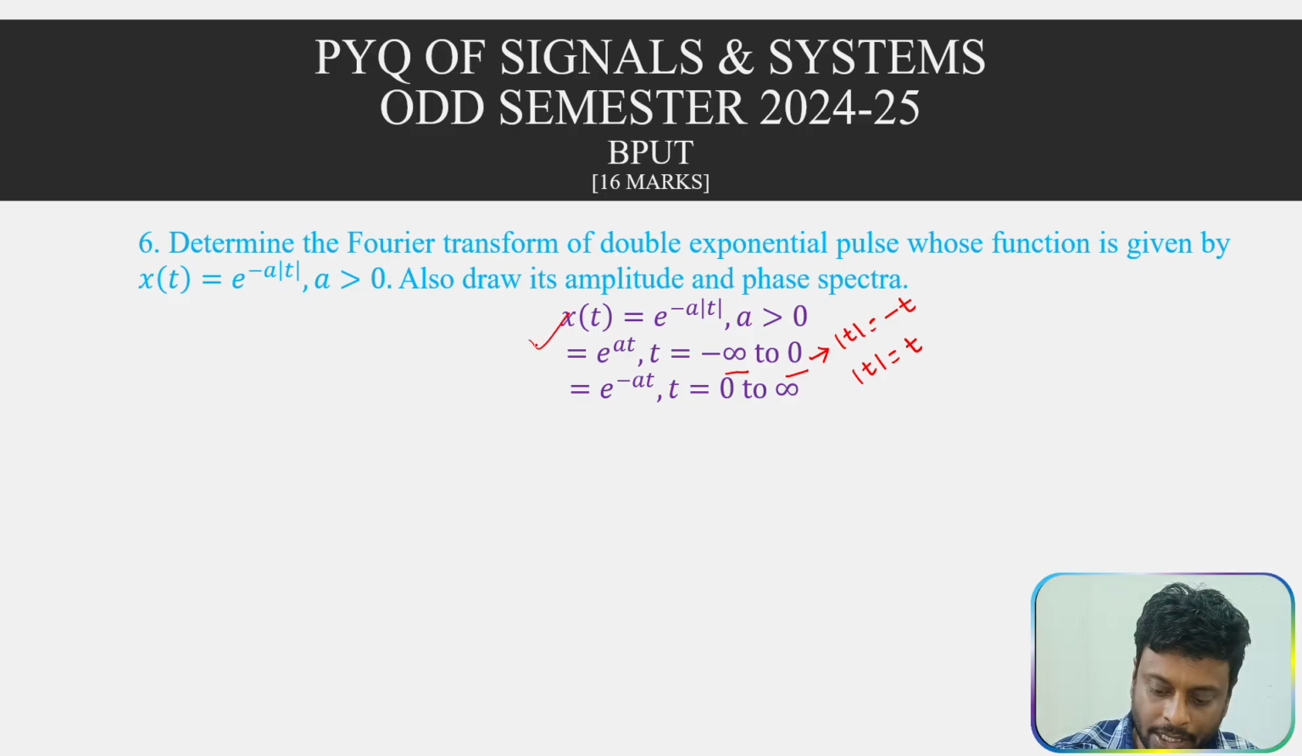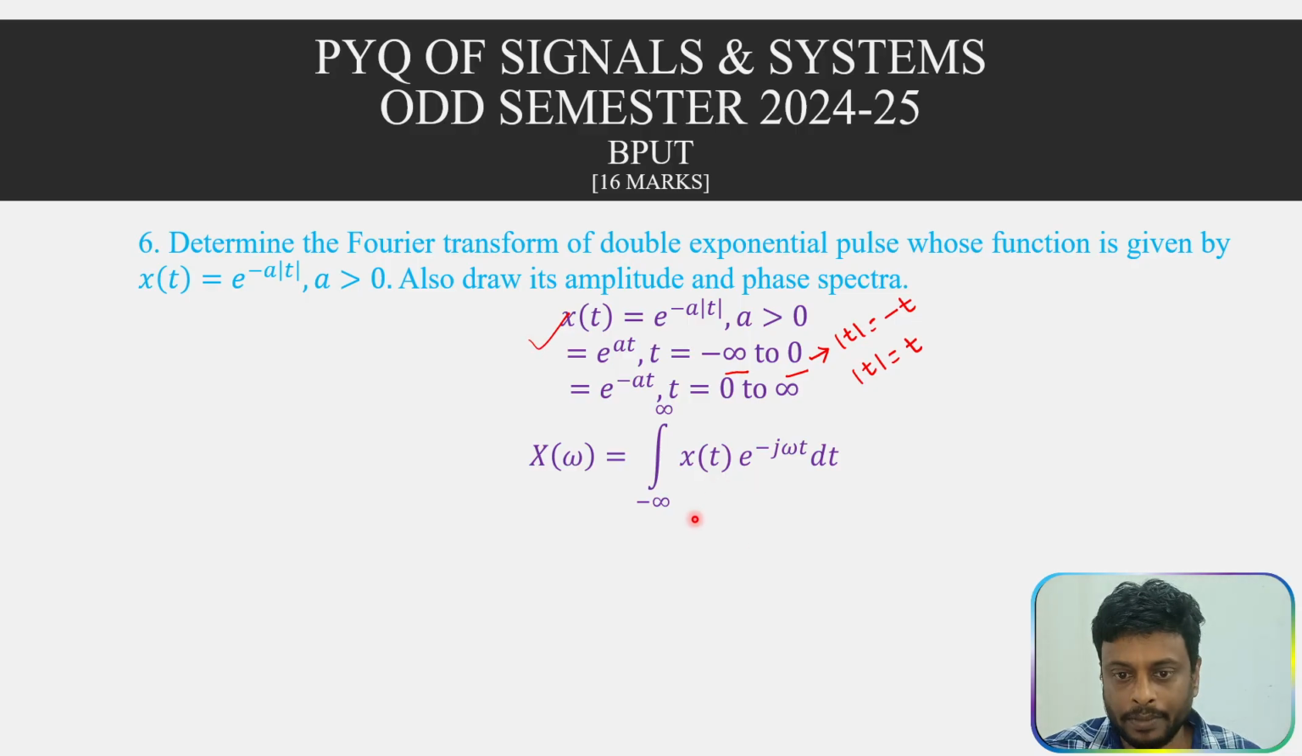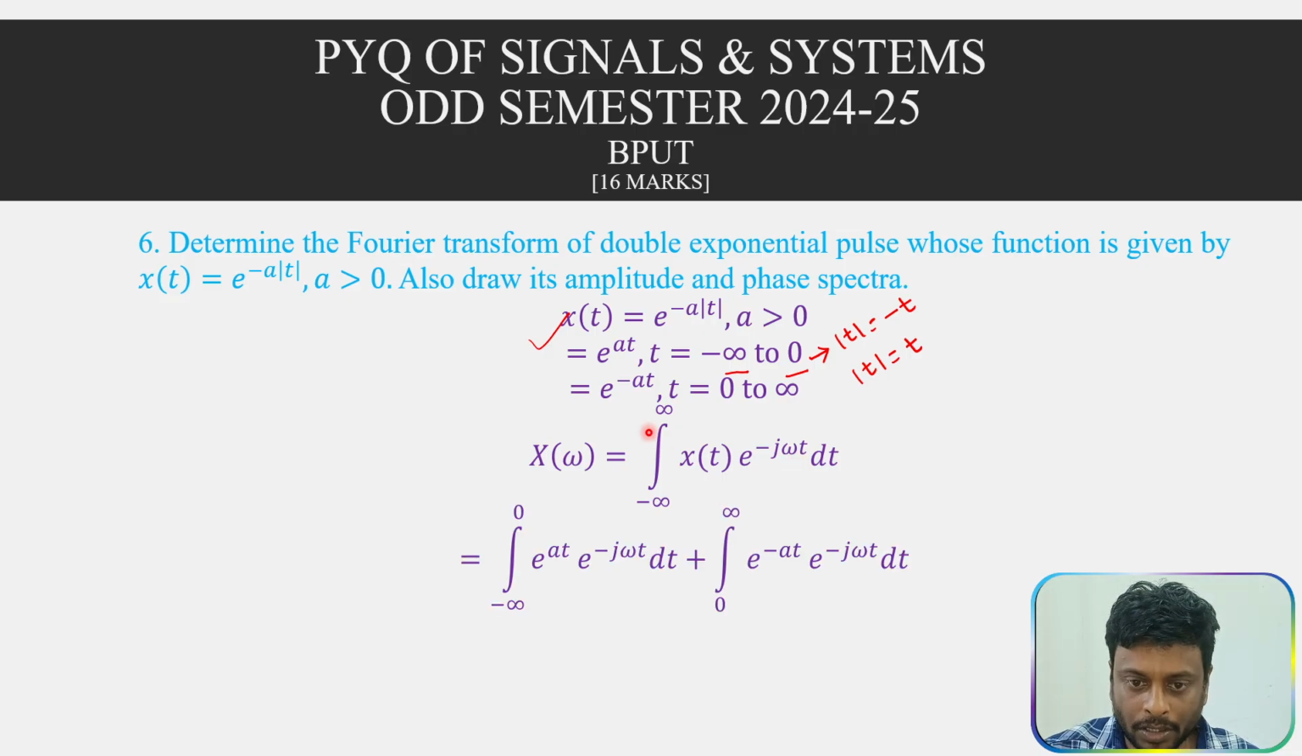Let us put the Fourier transform over here. So x of omega, the Fourier transform, is the integral from minus infinity to plus infinity of x of t e to the power minus j omega t dt. So we need to calculate. From minus infinity to 0, in place of x of t it is e to the power a t, then e to the power minus j omega t. Similarly, for 0 to infinity, it is e to the power minus a t, into e to the power minus j omega t dt.